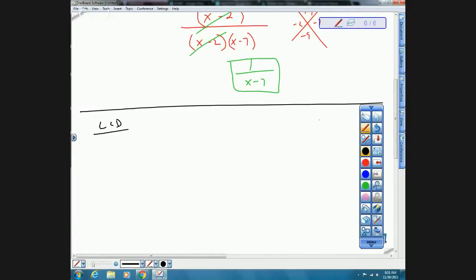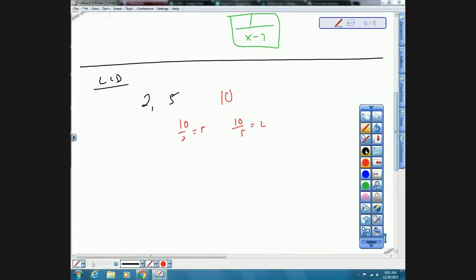So the LCD of numbers. LCD is the least common denominator, so you're looking for the biggest number. So if I have 2 and 5, what's the LCD of 2 and 5? 10. What you're looking for is the smallest number that these two will both divide evenly into. So 10 divided by 2 is 5, and 10 divided by 5 is 2. That comes out evenly.